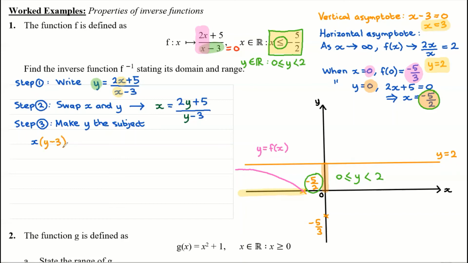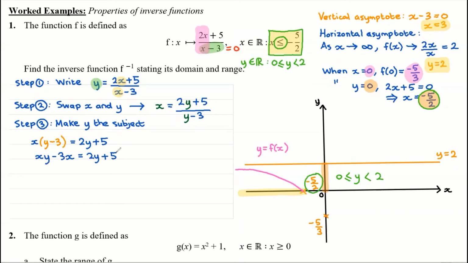Multiplying both sides by y subtract 3 will cancel the y subtract 3 on the right-hand side. It's equal to 2y plus 5. All right, let's expand. Multiply 3 by x, so we're going to get xy subtract 3x is equal to 2y plus 5.